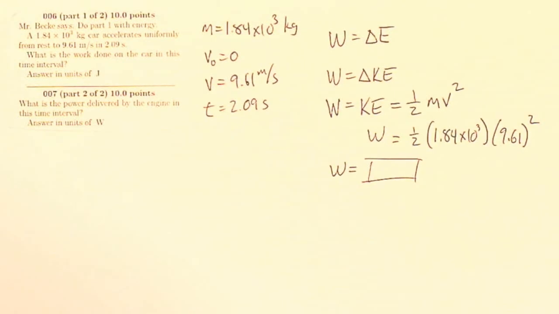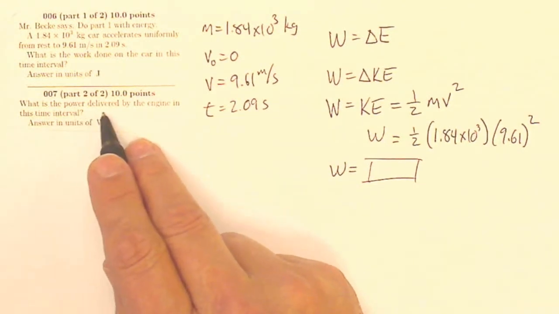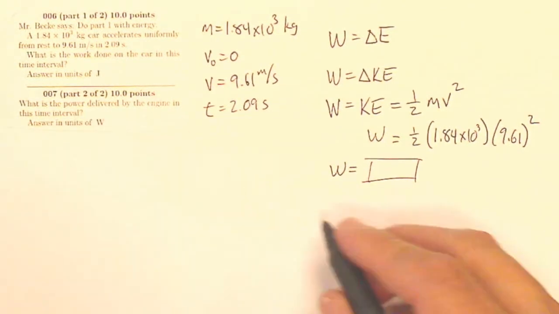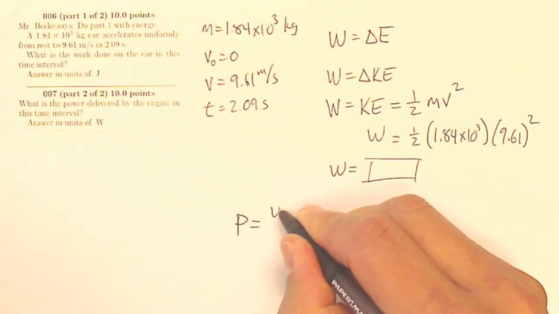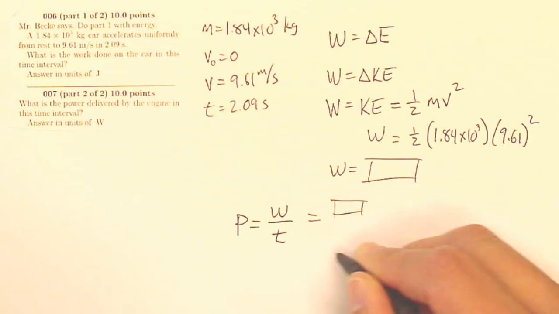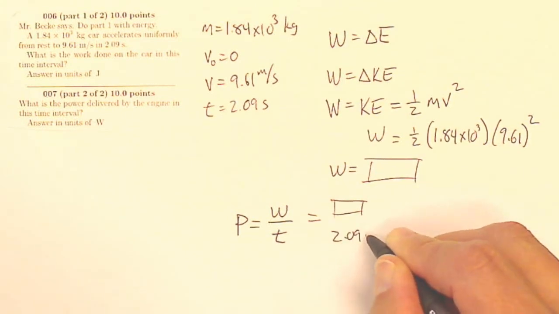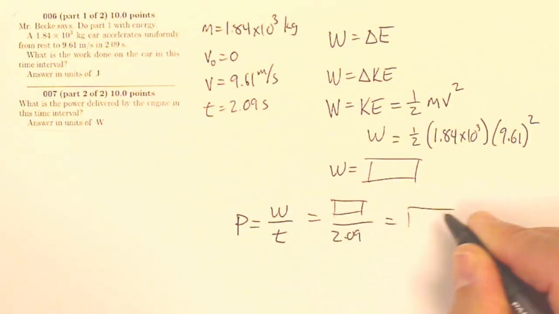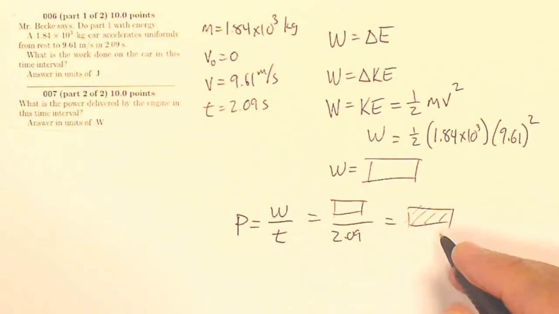That's my work done. Part 2 says, what is the power delivered by the engine in this time interval? Now I've got power is my work divided by my time. So whatever I had for my work before, divided by my 2.09 seconds, and I will get my power in watts. So that's going to be my answer for power.